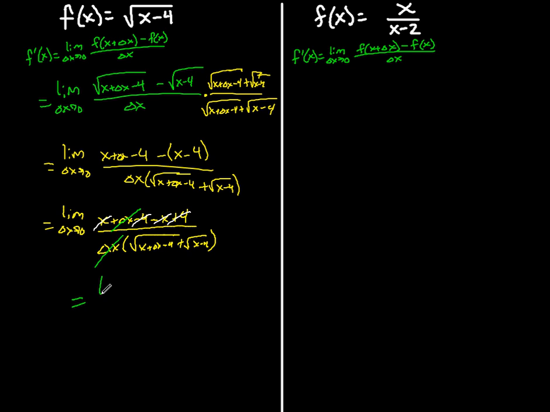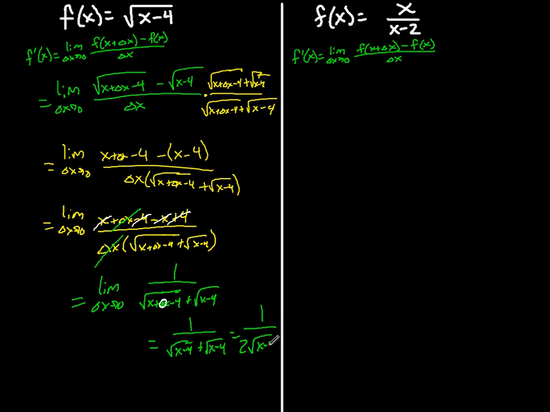So I'm left with the limit. As delta x approaches 0, I have just 1 up top, and I have this factor of the square root of x plus delta x minus 4, plus the square root of x minus 4. And my last step is to now plug in delta x approaching 0, so this part becomes 0. So now I've plugged in, I'm no longer taking a limit anymore. I have 1 over the square root of x minus 4 plus another square root of x minus 4. So my answer is 1 over 2 square roots of x minus 4.